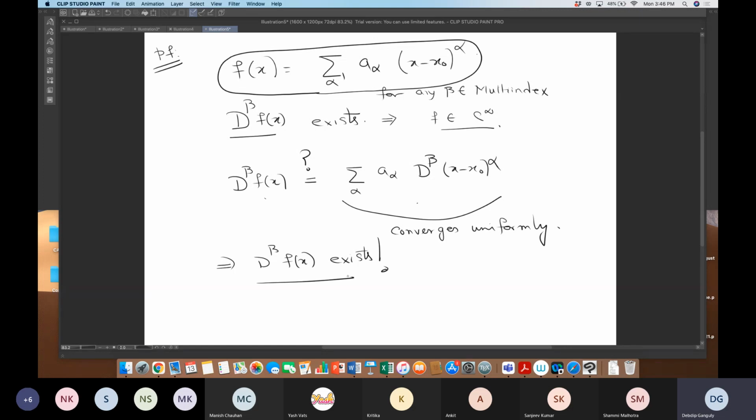Understand? So for this reason, that means f is C infinity. That means we have to show this. First of all, we have to start with this series, and we have to show that this series converges uniformly, and then we could write this. Is this clear? Is this clear? All of you? Yes sir. Okay. Good.